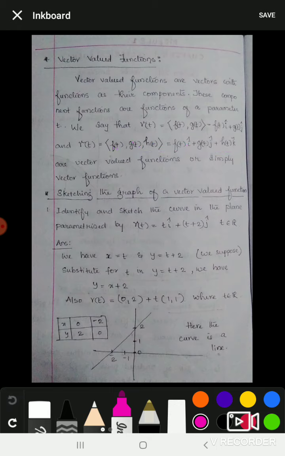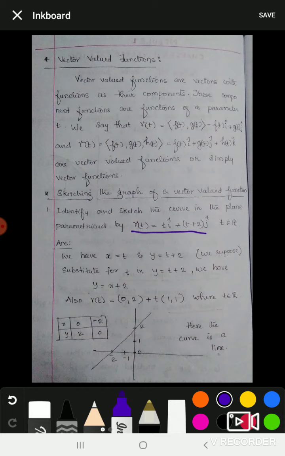Now we will move on to sketching the graph of a vector valued function. If we are given a vector valued function, how can we sketch its graph? It is very interesting. Here we are given r of t is equal to t i plus (t plus 2) j. So t is a function of t, then t plus 2 is a function of t. So here f of t is t and g of t is t plus 2.